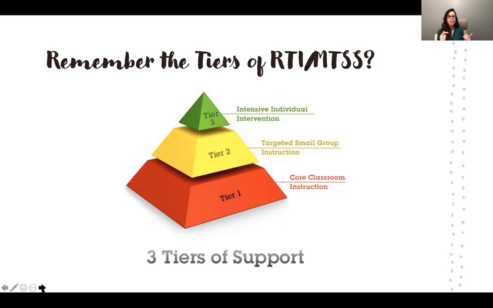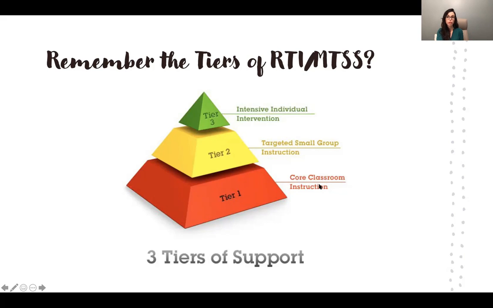So this is the RTI triangle. Remember that there are 3 tiers of support for RTI or MTSS. They're the same thing. You're going to hear both types in whatever school you teach in. Tier 1, do you remember what it is? Who is it geared towards? How much percent of the class? So remember, this is close to 80% of all the students are in tier 1.